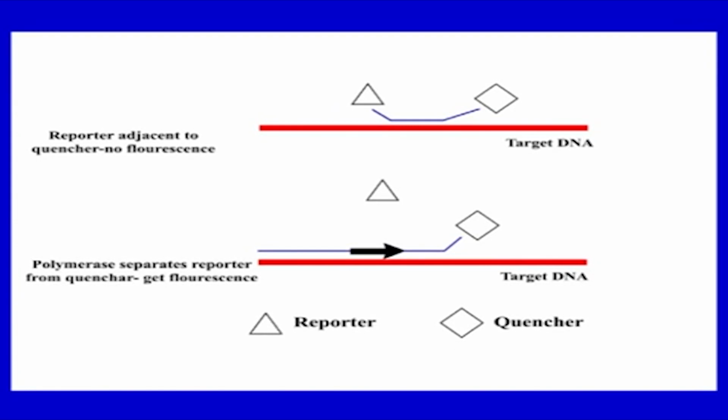So, here is a very simple depiction of that. If you can see on your screen, there is a reporter adjacent to a quencher. When this quencher is there, no fluorescence will be seen, but as soon as DNA polymerase comes and removes this, the reporter is freed, and the polymerase will separate the reporter from the quencher and the fluorescence could be detected. So, this is the approach here for real time PCR.